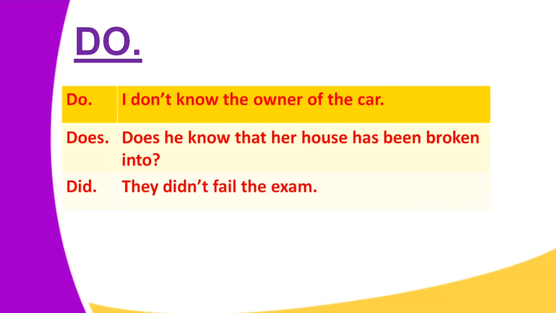Do singular, does plural, did past tense. So when you talk about do, you're talking about one item. When you talk about does, you're talking about many items. And when you talk about did, you're talking about an activity or a verb that took place in the past. Let's look at example 1. Do: I don't know the owner of the car. Does he know that her house has been broken into? Did: they didn't fail the exam.